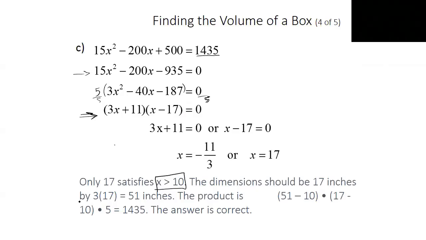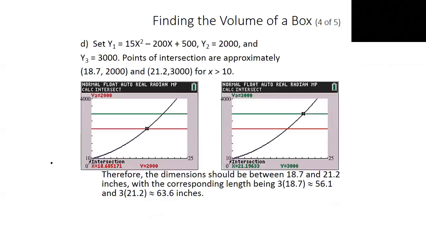The other one was 3 times that, so 3 times 17 would be 51. So we're looking at 17 by 51. So the product would be just plugging those numbers into this formula, and you can see the answer is correct. For part D, it says what dimensions of the original piece of metal will assume a volume greater than 2,000 but less than 3,000 cubic inches.